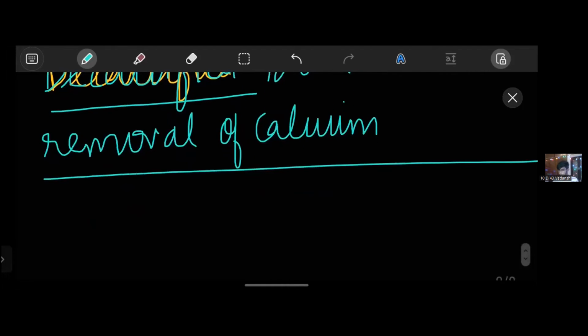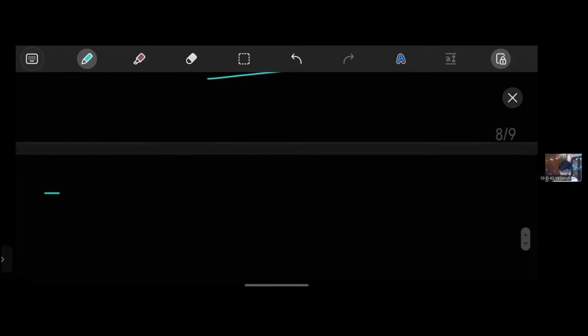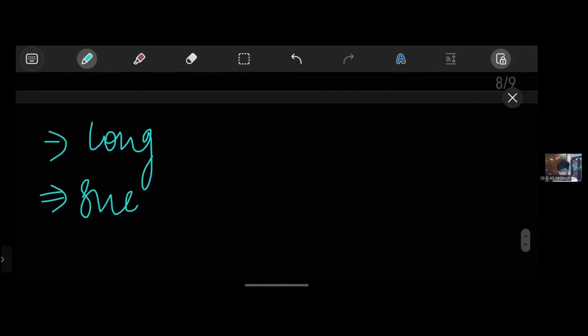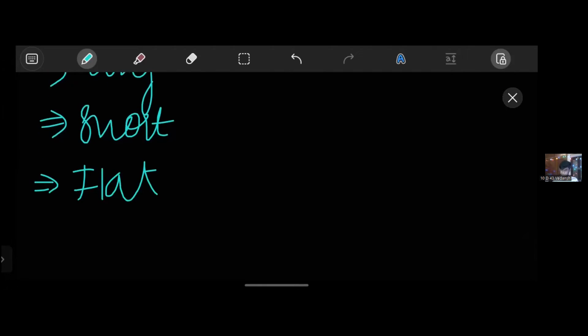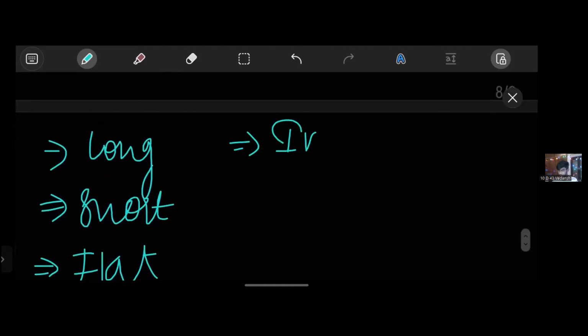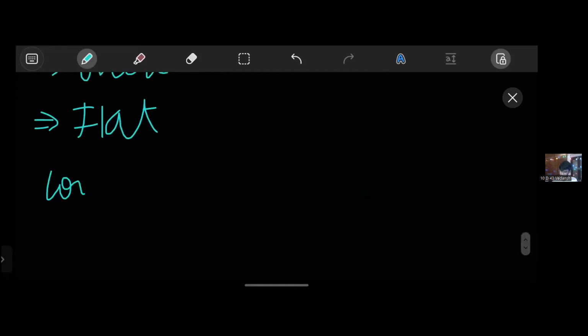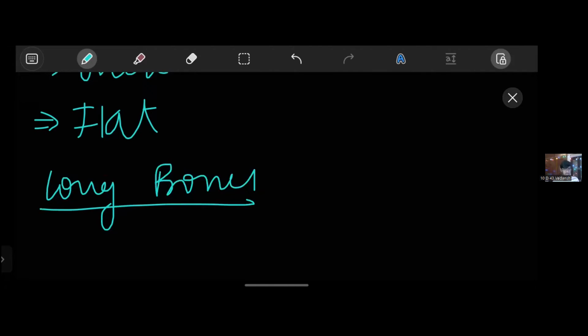Now, bones can be of all types. They can be long. They can be short. They can be flat. And they could be irregular. Let's talk about long bones. Long bones are basically those bones that have a shaft with ends. They are filled with marrow and the ends are spongy.